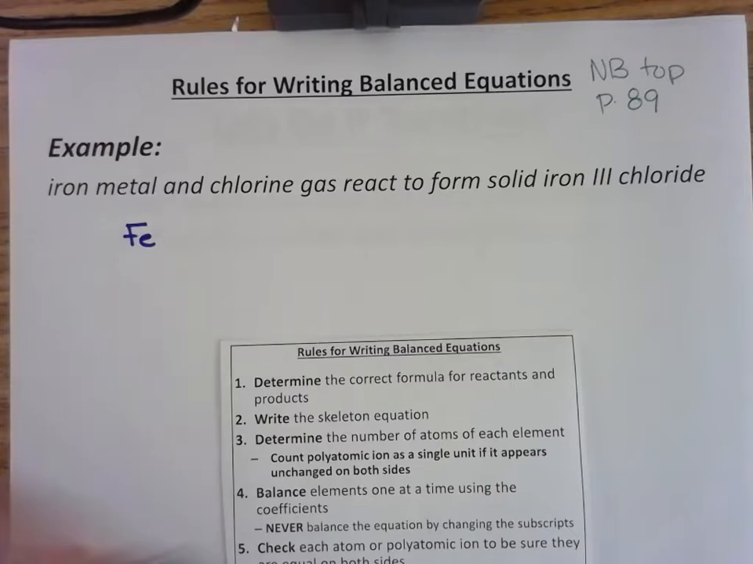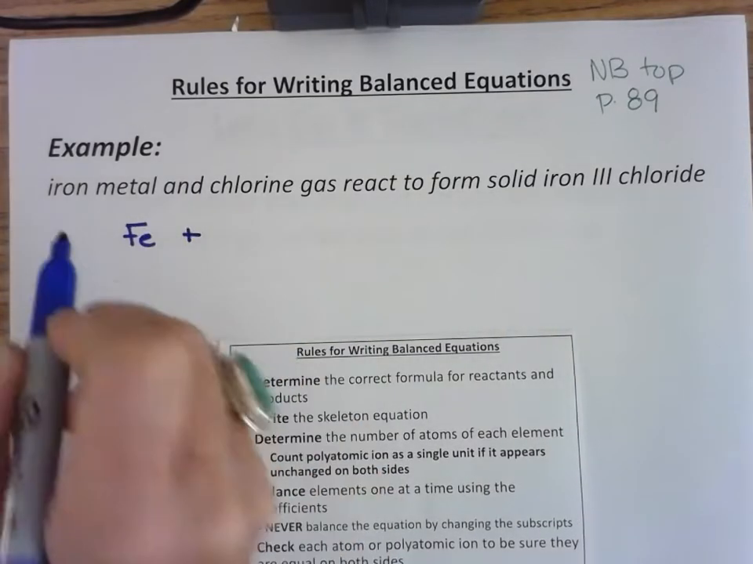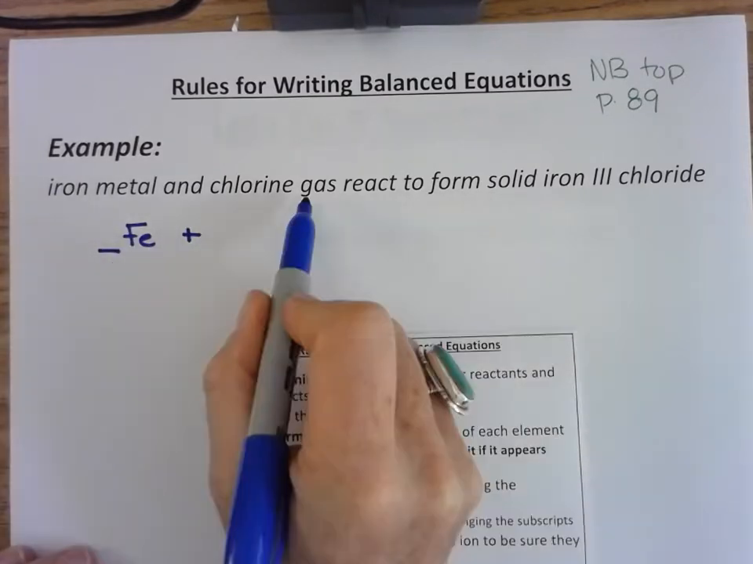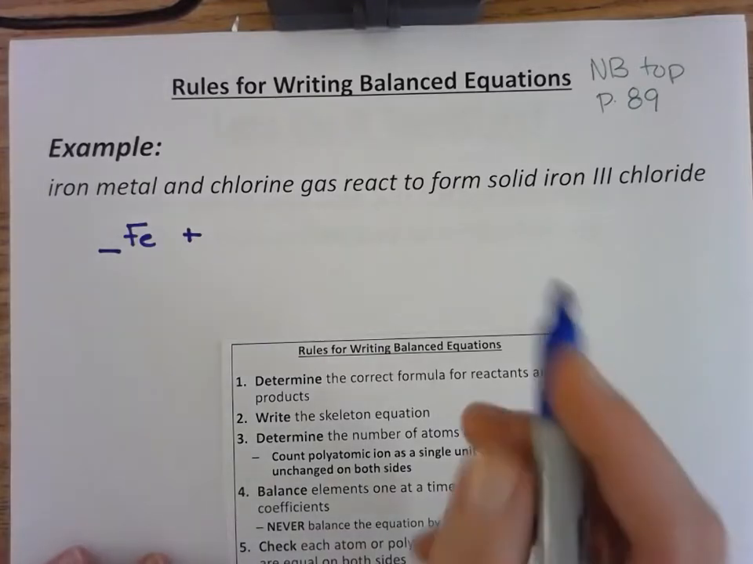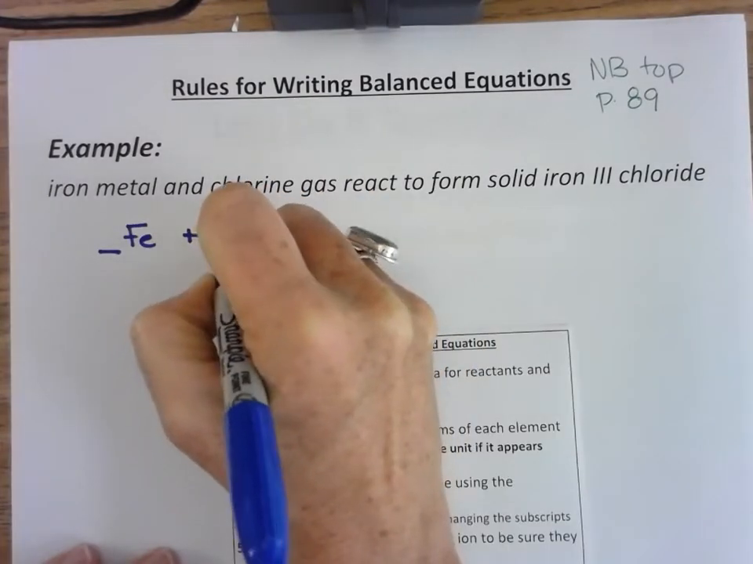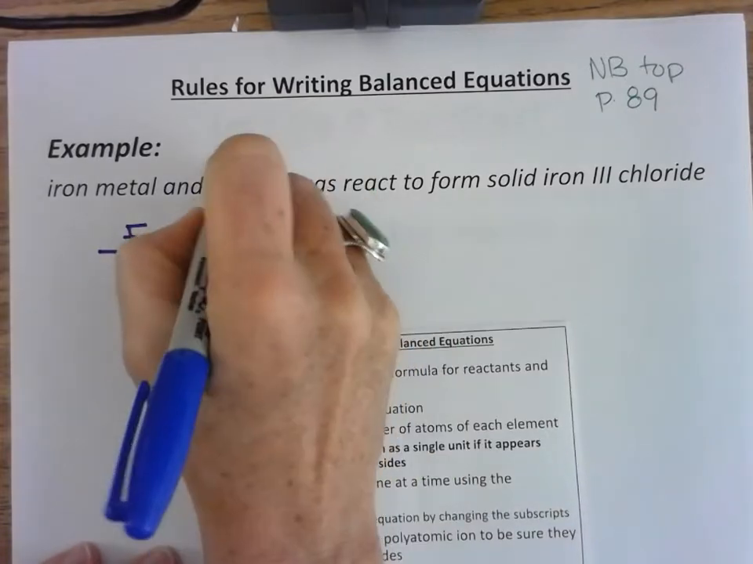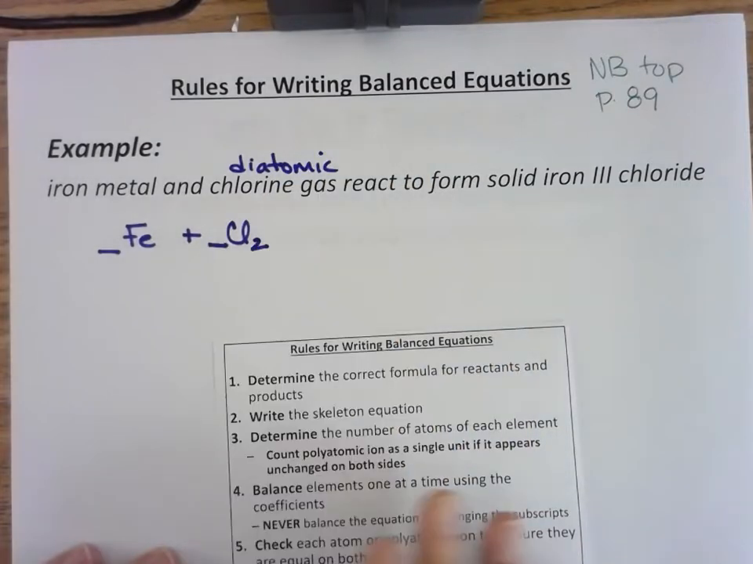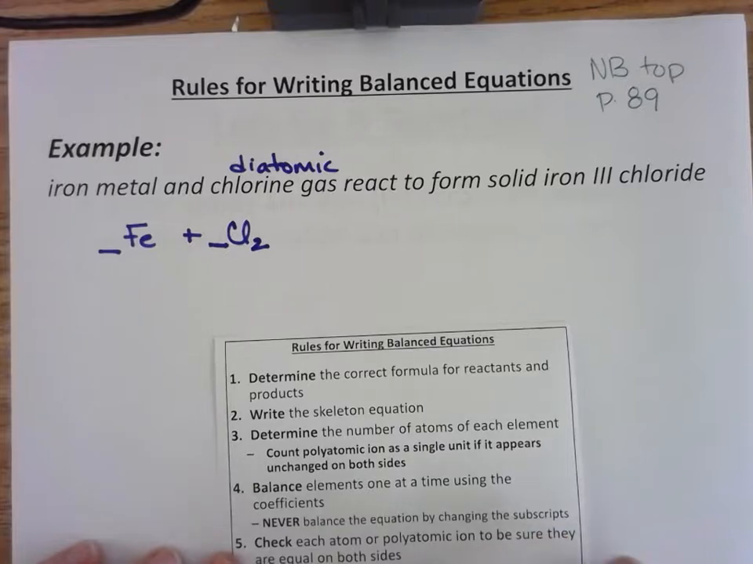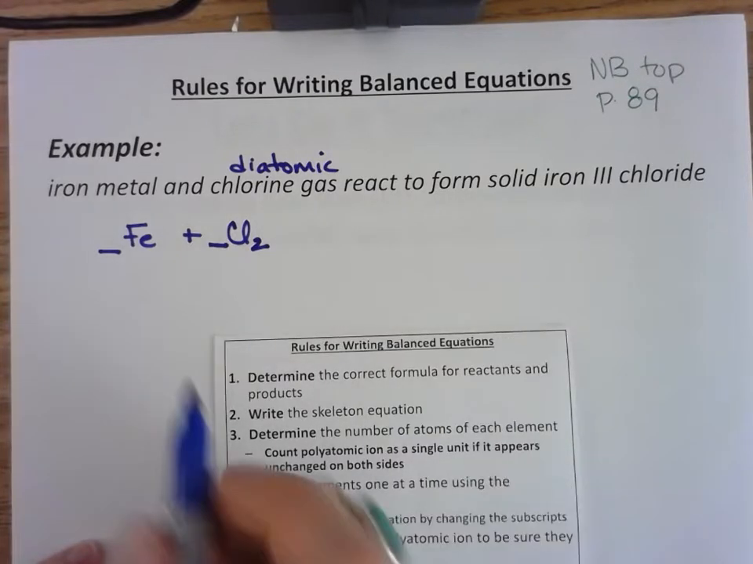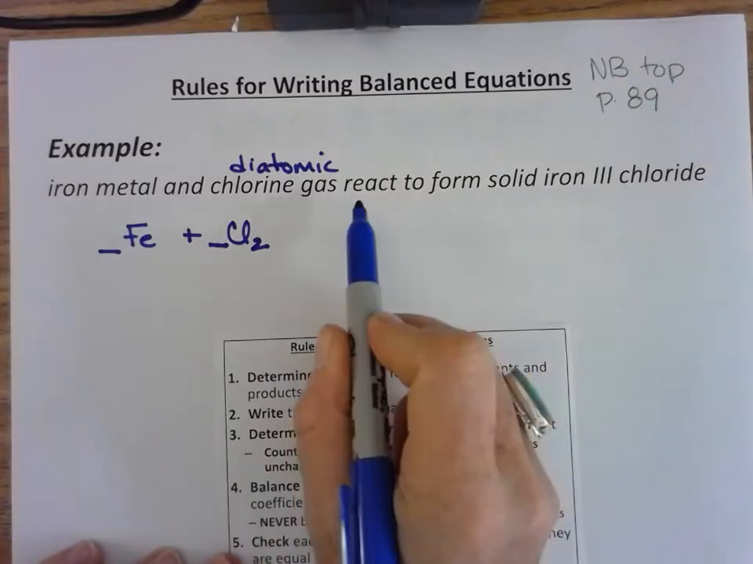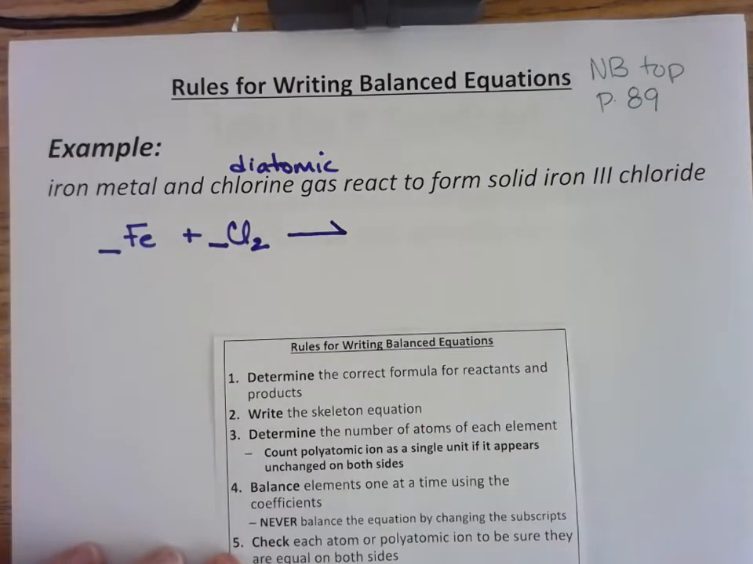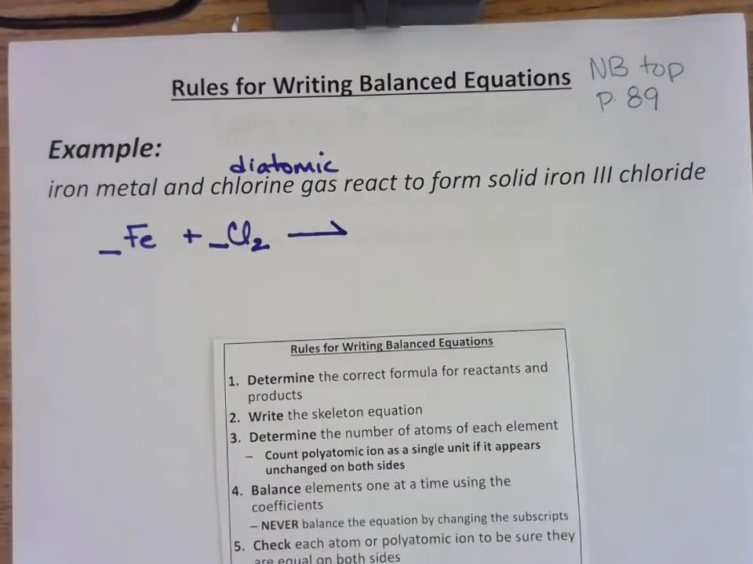The word "and" usually indicates that we need to add something. So we have iron metal and chlorine gas. The chlorine symbol is Cl, but keep in mind that this is diatomic. Therefore, if it says chlorine gas, I need to add a 2 there, because chlorine never comes as a single element like iron will. The next words, "react to form," are one way to tell you to draw your arrow to separate your reactants from your products. So here are the reactants.